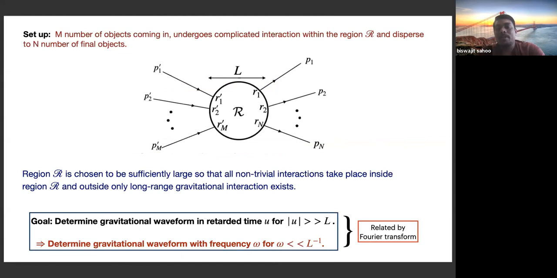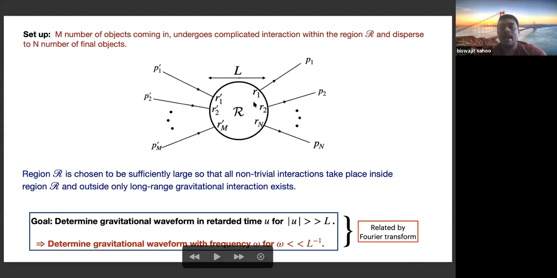And suppose this complicated interaction is happening in some finite region of space of size L, and then what we want to determine is basically what will be the gravitational waveform with frequency omega, which is much smaller than L inverse. In a sense, the wavelength is greater than the length scale L. Or if we do a Fourier transform, we want to determine the late time or early time gravitational waveform with time u, which is much greater than this length scale L. So these two things are related by Fourier transform.